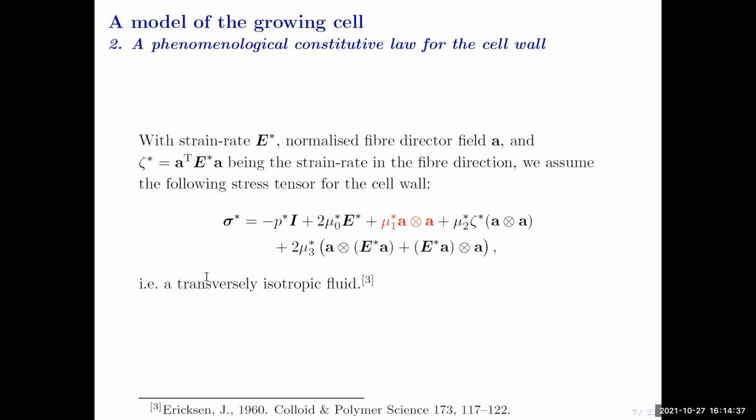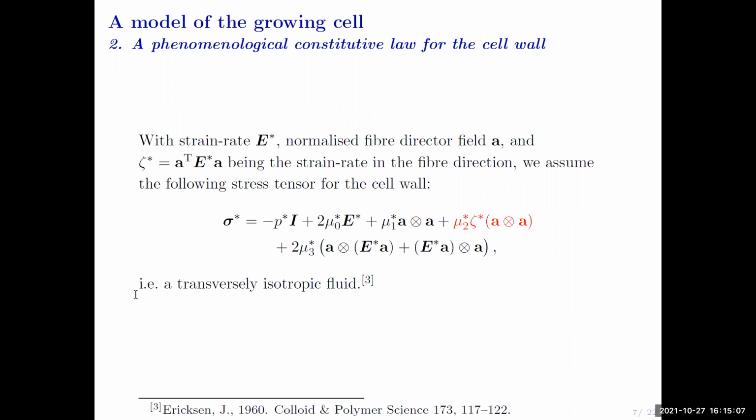And this term now in red, you can interpret it as the fibers, the CMF, actively exerting a kind of tension. Now we are going to set this mu1 parameter to 0, because biologically it doesn't actually make sense to say that the fibers actively exert any tension here. But we're going to keep this mu1 term in here just for completeness and to preserve the original form of this tensor.